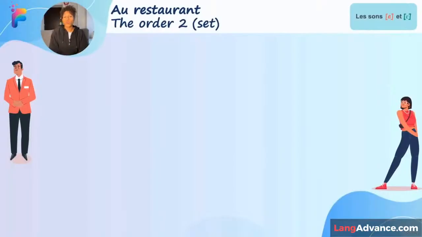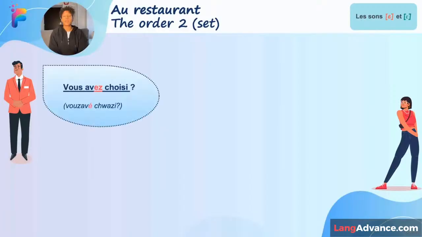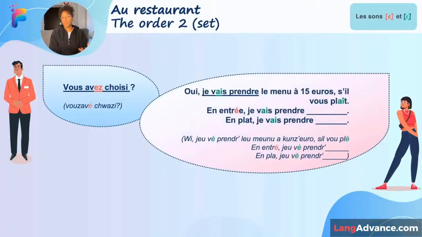If you were to order with la formule or le menu, so if you go with the set menu, it's a bit different. They'll ask you the same. Vous avez choisi? Now, this time you need to give the full order when it comes to starter and mains. And you need to precise which formule or which menu you'll take, because sometimes you have multiple options. Here we will use je vais prendre. Oui, je vais prendre le menu à 15 €, s'il vous plaît. And then you precise which starter and which main. En entrée, je vais prendre. So as a starter, I'll take. En plat, je vais prendre. As a main, I will take.